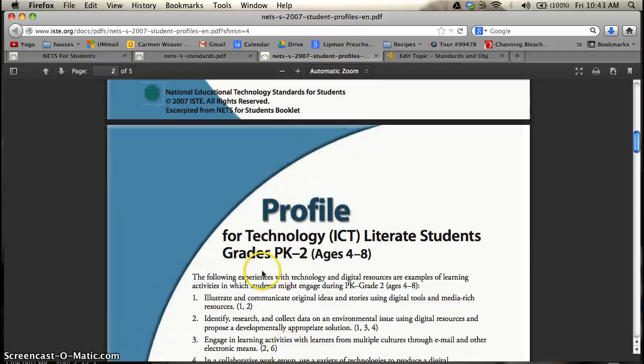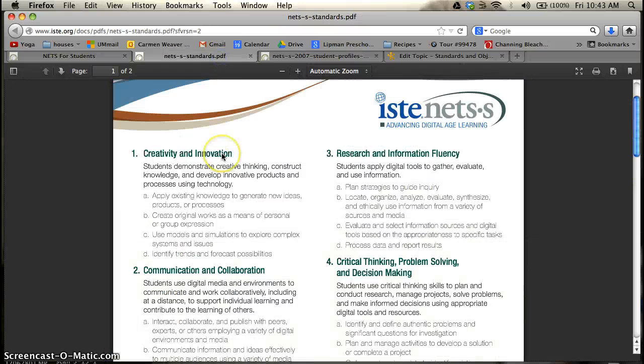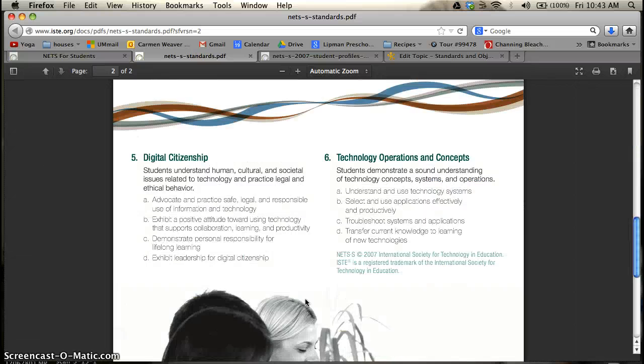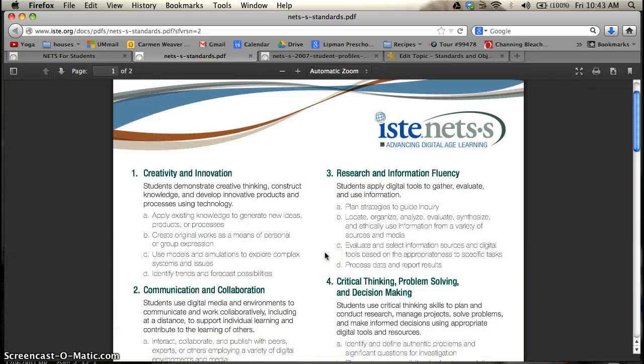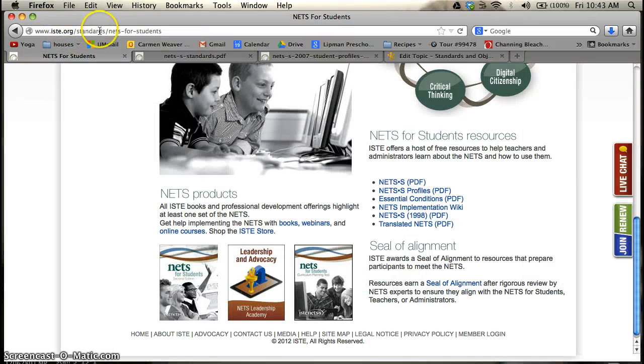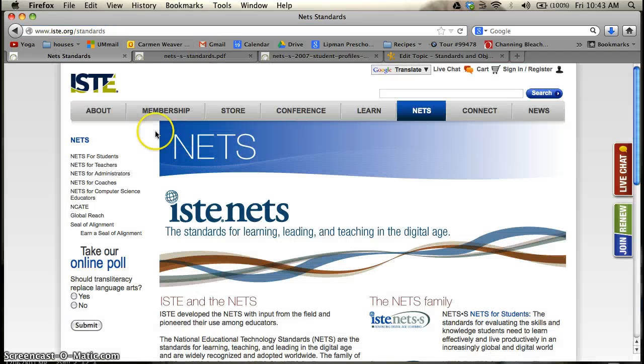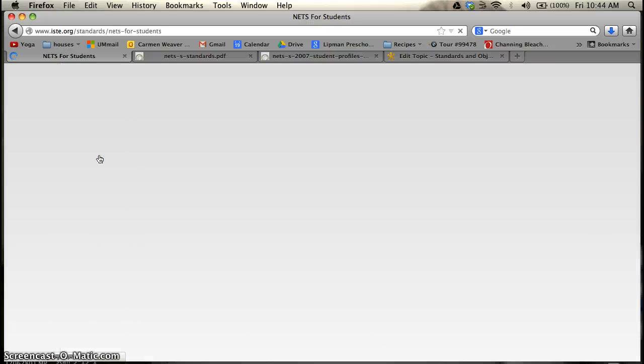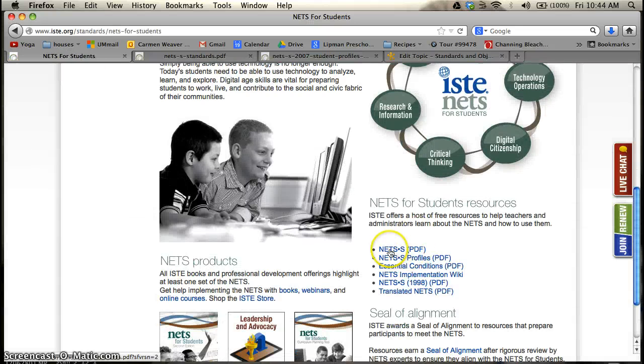But what you would actually put on your lesson plan for the NET standard isn't what they should be able to do. It's the actual standard. You would copy and paste the actual standard from this sheet that you're expecting the students to do. So again, you just go to iste.org/standards, and then you want the NETs for students, and then you would choose the PDF that will give you all 6 of those standards and their substandards. So that's how you would choose which technology standard the student should be meeting.